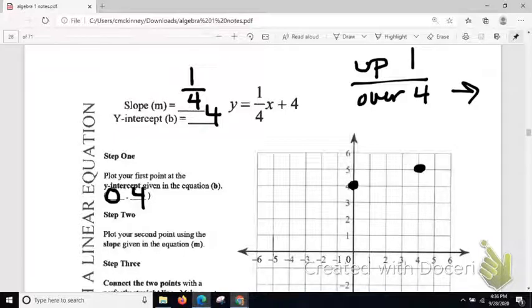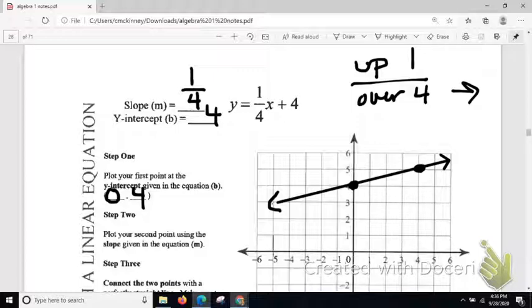Then we want to connect and extend those two dots. So we're going to connect and extend, and draw some arrows on the ends, because a line goes on and on forever. That's just the small part of the line that we can see. So that's our process on paper. On IXL, after you click the second point, it's going to make the graph for you.